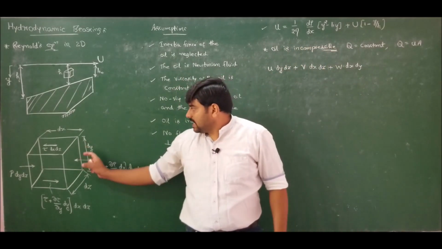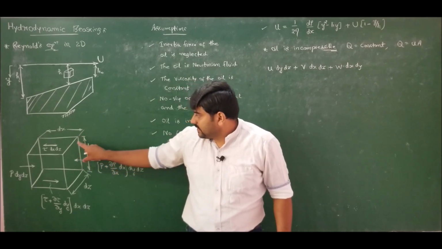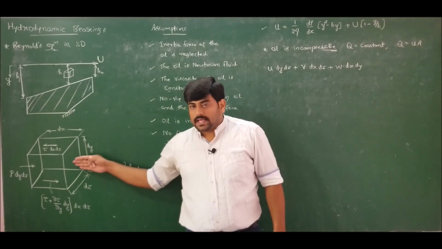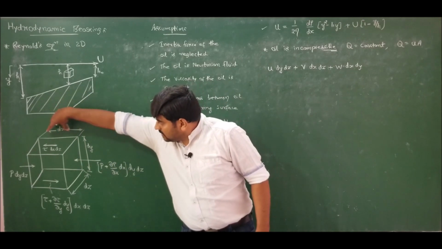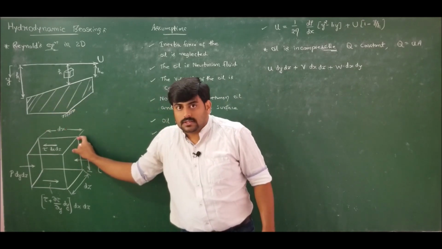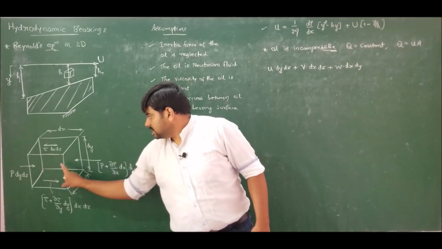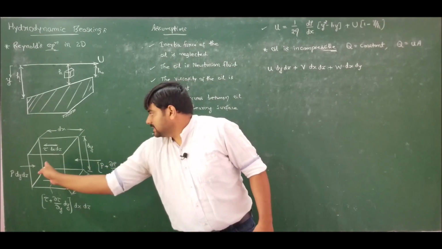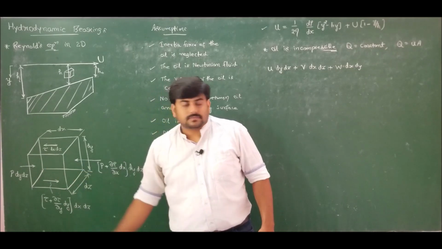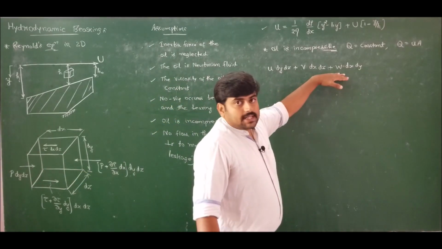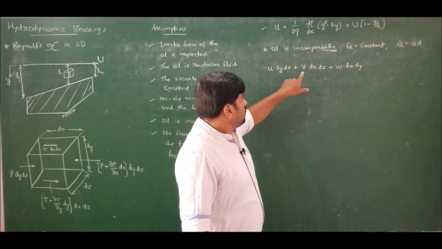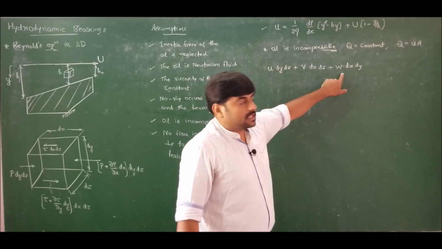What is the x direction area? This is dz dy. Dz dy is the area in x direction. What is the y direction area? Dx dz. What is the z direction area? This is dx and this is dy. Z direction area is dx dy. u is the velocity in x direction, v the velocity in y direction, w the velocity in z direction.